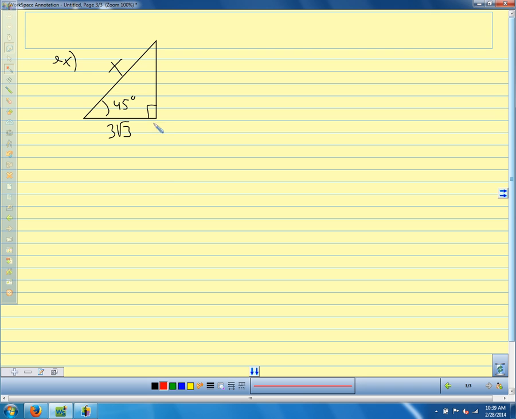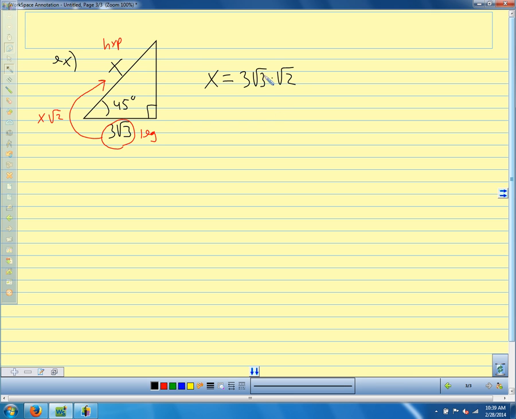Is x the hypotenuse or the leg? X is the hypotenuse. This is going to be our leg. So we want to go from the leg to the hypotenuse. How do we go from the leg to the hypotenuse? Times square root of 2. We multiply by the square root of 2. So I get x equals, Marcus says 3 square root 3 times the square root of 2.